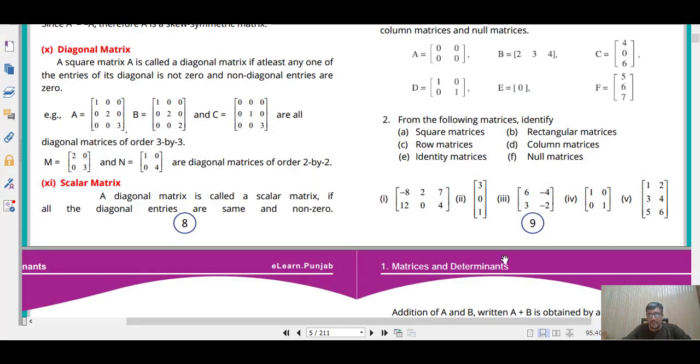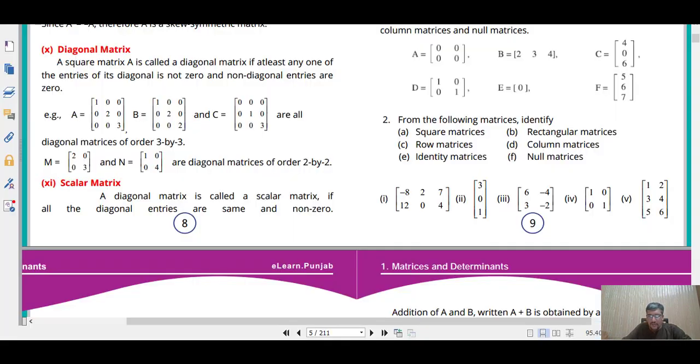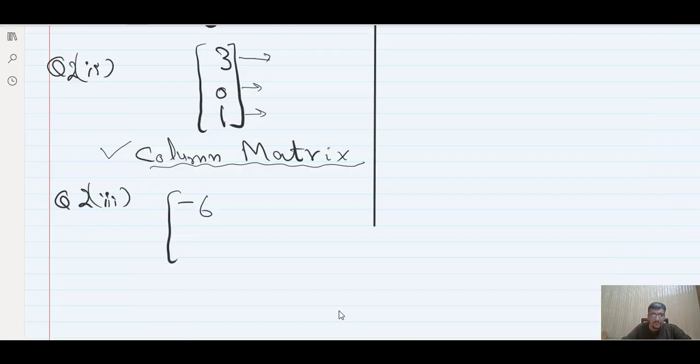Now I am going to solve question number 2, part 3. The entries are 6, minus 4, 3, minus 2.